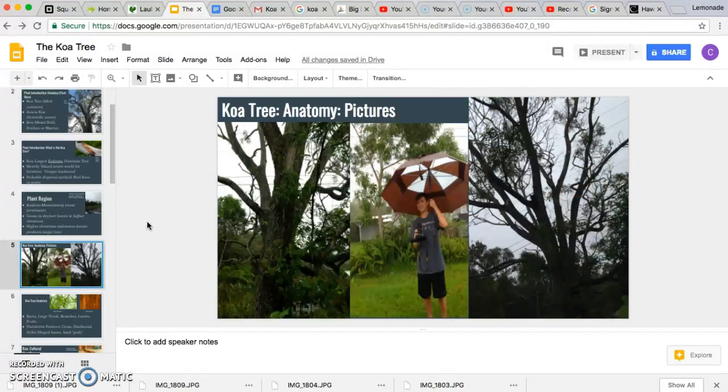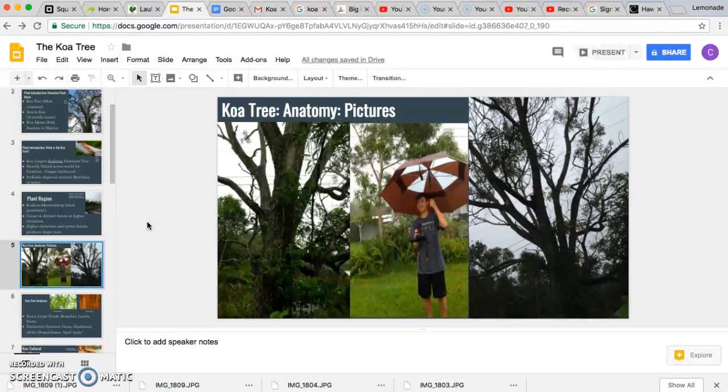Okay, so next up is the koa tree anatomy. So the koa tree I took pictures of, as seen in this slide here. It has a large trunk, and it has leaves. It has many branches. It has a root structure, and it has brown pods for its seeds and fruits that is used to disperse and spread across the area.